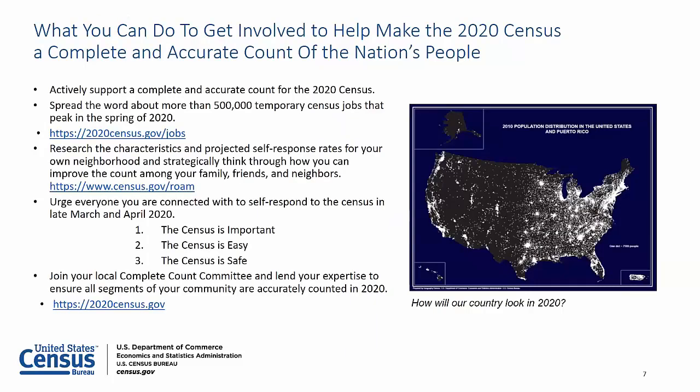So what can you do to get involved to help make the 2020 census a complete and accurate count of the nation's people? You can actively support and spread the word about completing your 2020 census in your community. You can learn more about the approximately 500,000 temporary census jobs that may come available in the spring of 2020. You can remind others that census is important, easy, and safe. Lastly, you can join your local Complete Count committee and lend your expertise to ensure all areas of your community are accurately counted in 2020.